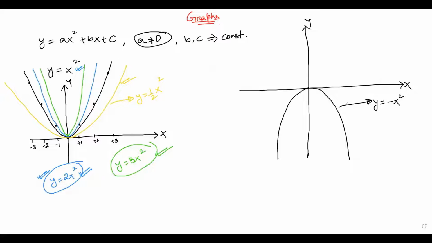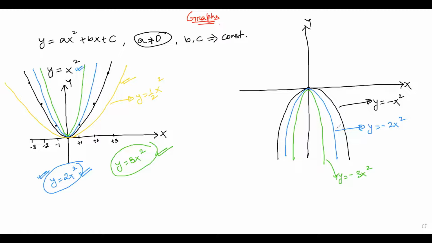Now, if we consider the value of leading coefficient to be minus 1, in that case, we'd be getting y equal to minus x square as a quadratic equation. And if we plot the points, then we'd be getting this parabola, that is a downward parabola, where all the values of y would be negative except at x equal to 0, where it is attaining the maximum value of 0.